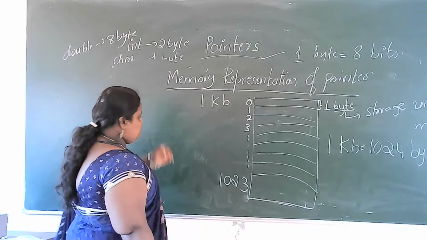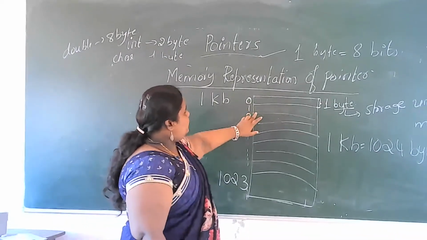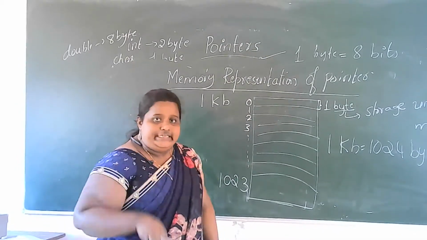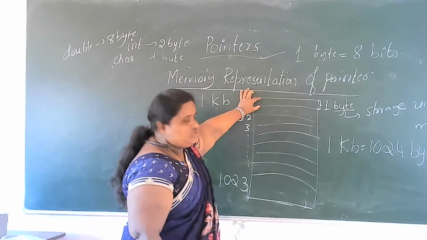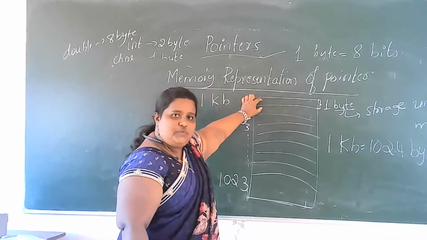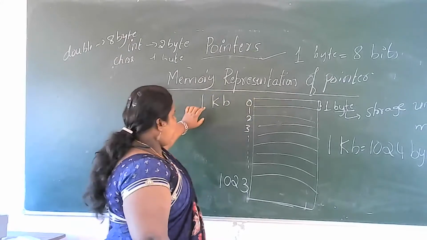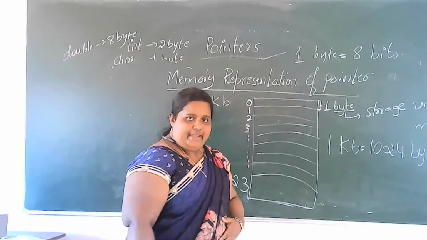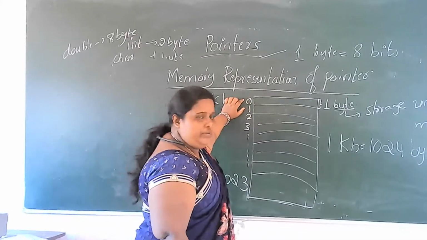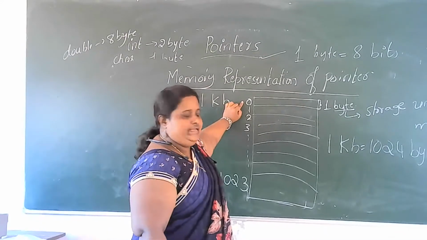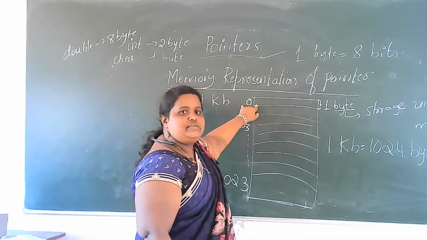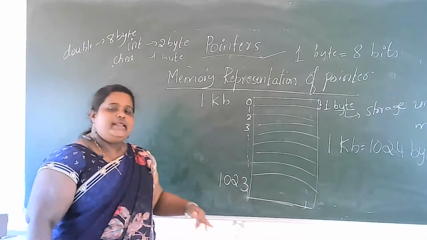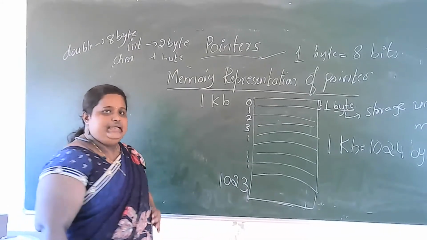This is the memory representation. Computer memory is divided into n number of continuous blocks, and each block is of size 1 byte. Here I have considered 1 KB size, which is equal to 1024 bytes. Computer memory representation starts with index 0. The first block is position 0, the second is position 1, and so on, and the last one is 1023.